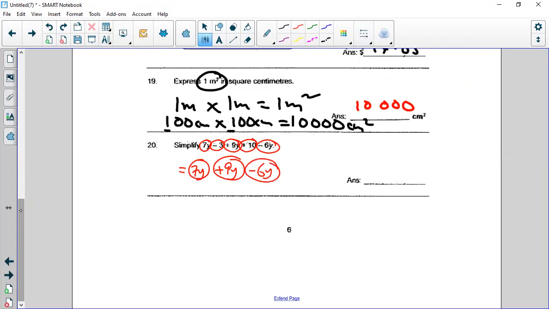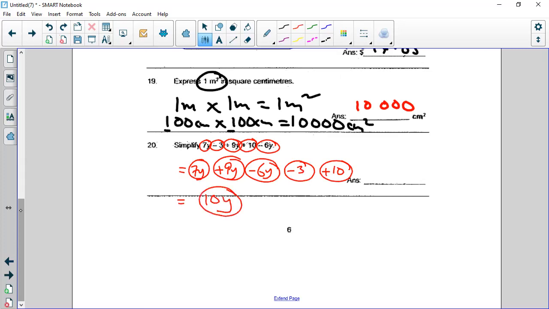And then the whole numbers, you can put them together as well. Something like that, okay? Then it's easier to add already. 7Y plus 9Y is 16Y, 16Y minus 6Y is 10Y, okay, 10Y.